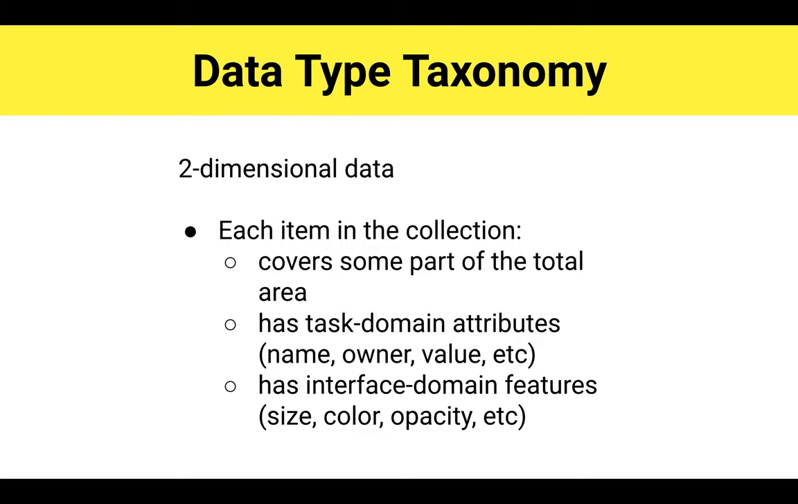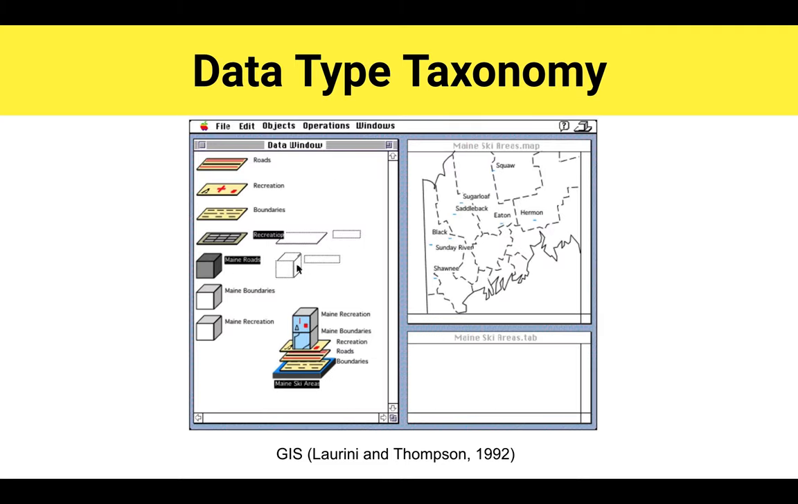Two-dimensional data can be a collection where each item covers some part of the total area and has attributes that can be used for some analysis task, such as understanding the name, owner, and value of an item, as well as attributes used as features for the interface, such as the size, color, and opacity of the item. In 1992, this geographic information system was developed to encode different attributes, such as recreational items and municipal boundaries and roads, onto a two-dimensional map.